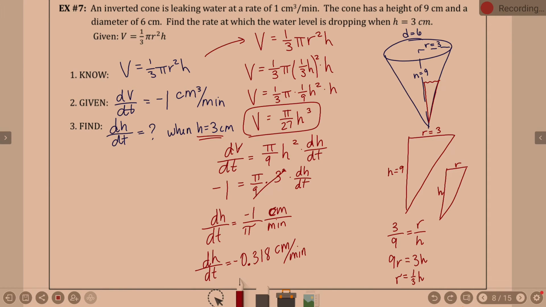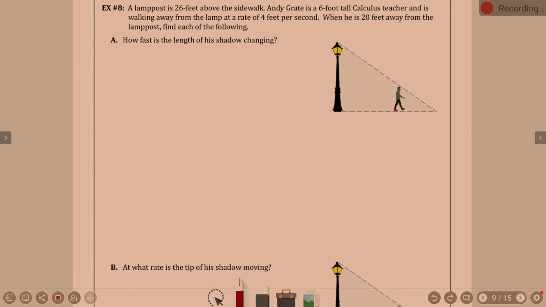Okay, I think on the lamppost, we're going to talk about A. We're going to look at similar triangles again. And then I'm probably just going to forego B, because hopefully I won't regret that decision later. A lamppost is 26 feet above the sidewalk. Andy Great is a 6-foot-tall calculus teacher and is walking away from the lamp at a rate of 4 feet per second. When he is 20 feet away from the lamppost, find each of the following. So how fast is the length of his shadow changing? That is your typical question there.